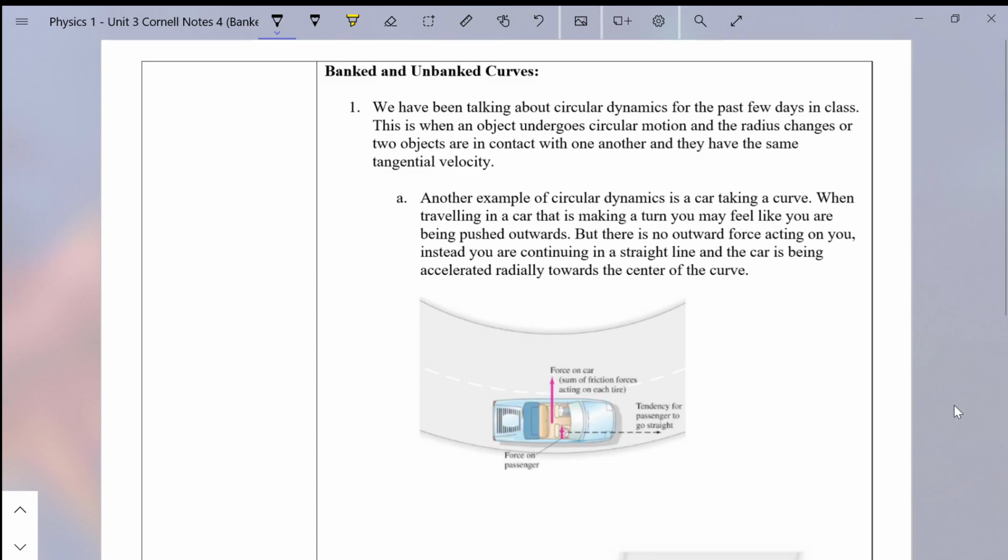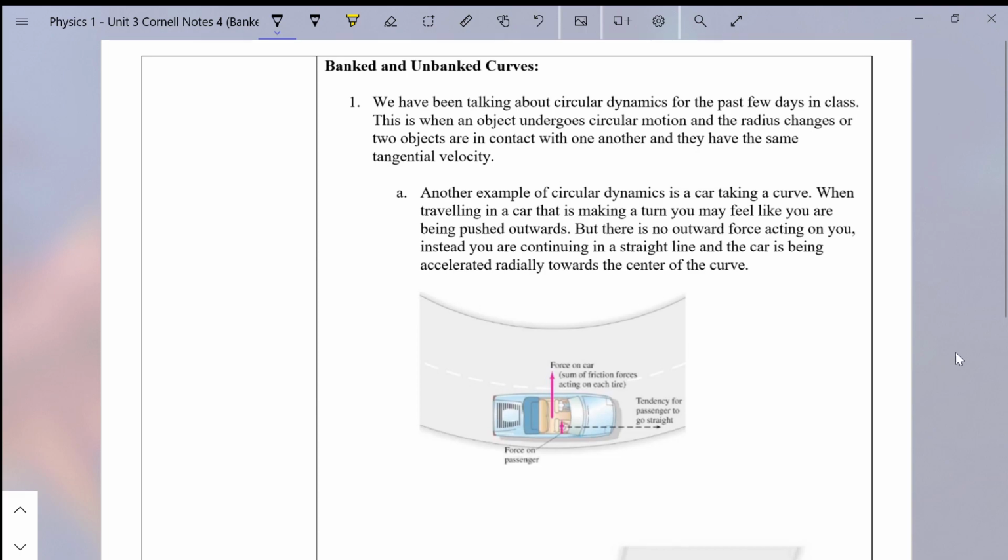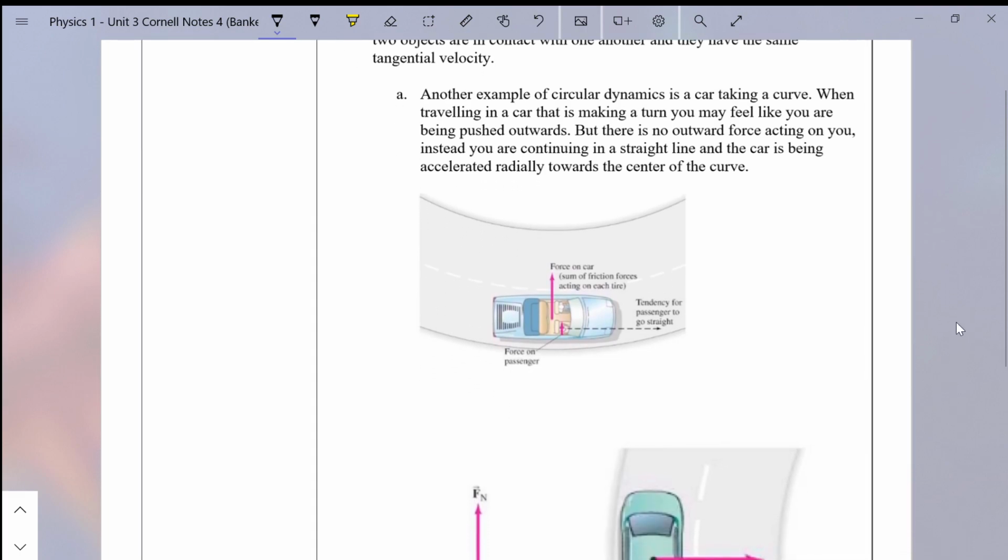So we've been talking about these circular dynamics. We talked about v equals r omega, a sub r is equal to v squared over r, a sub r is equal to r omega squared, f is 1 over T, all these quantities, and we start putting them together. But another good example of this circular dynamic situation is when we have a car taking a curve.